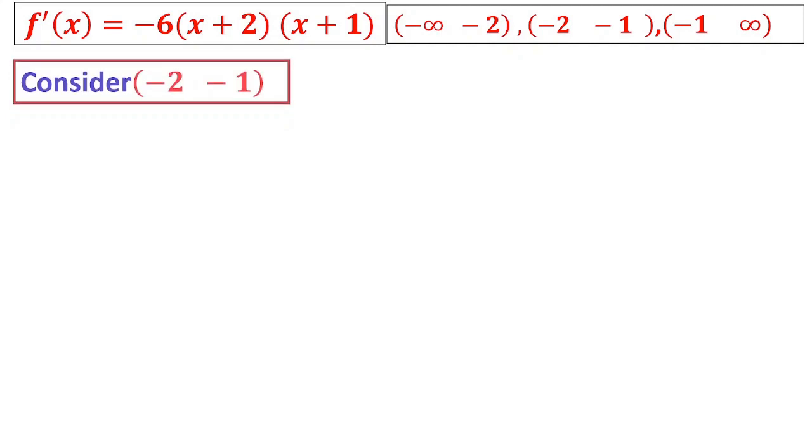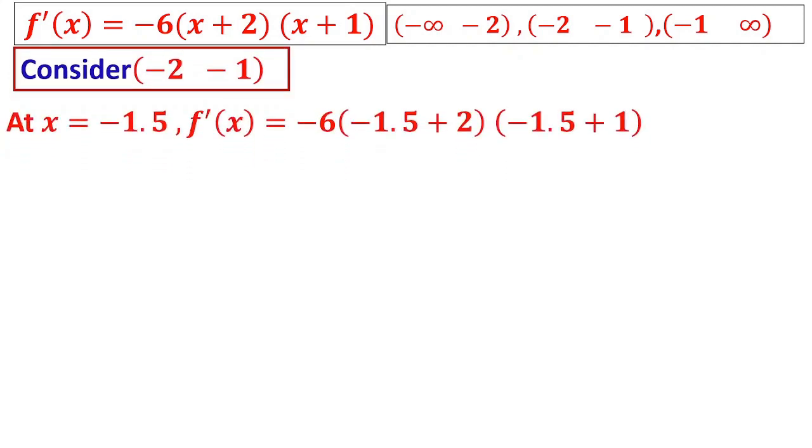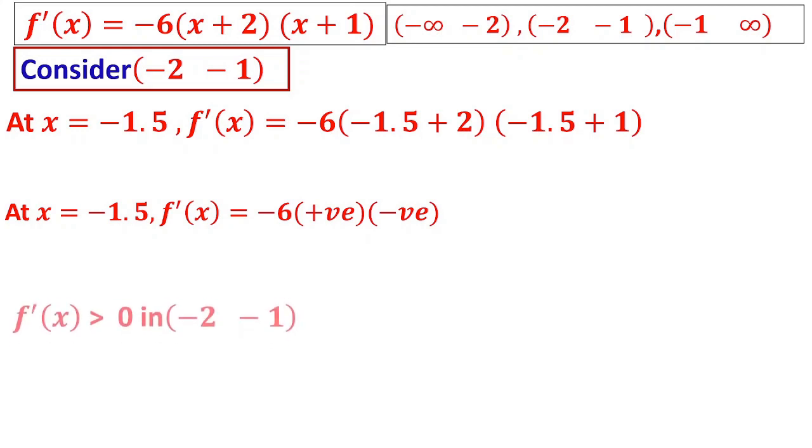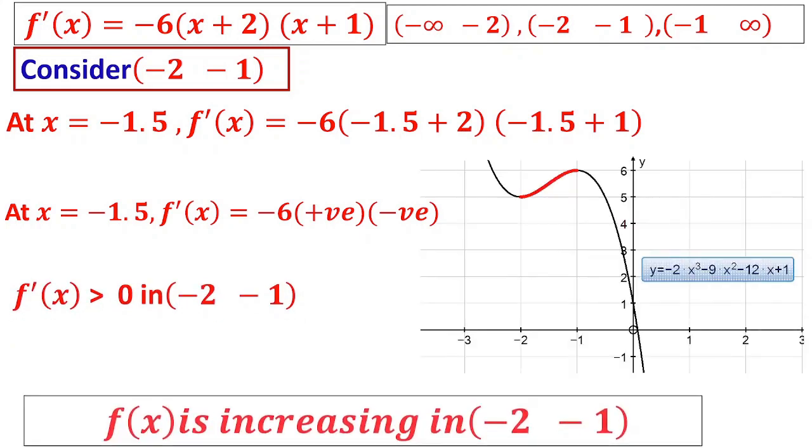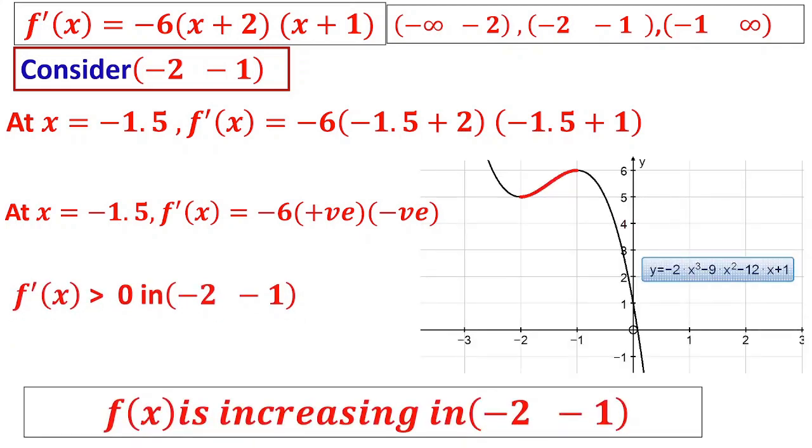Similarly, go to minus 2 to minus 1, and I am taking minus 1.5, and I am getting minus 6 into positive into negative. Be careful, this is negative into positive into negative. Therefore it is greater than 0. It is increasing. If you don't put that minus 6, you will get negative as the answer. Be careful. Therefore it is increasing.